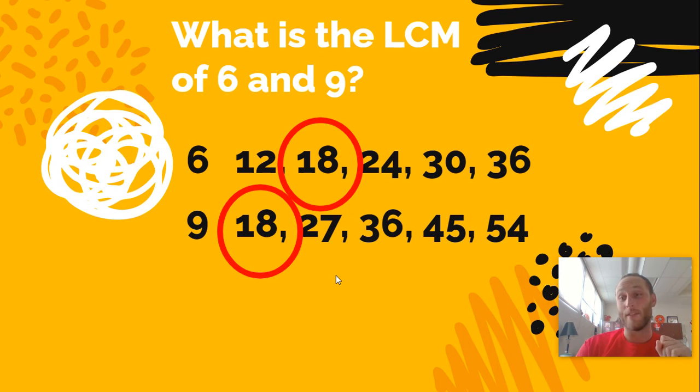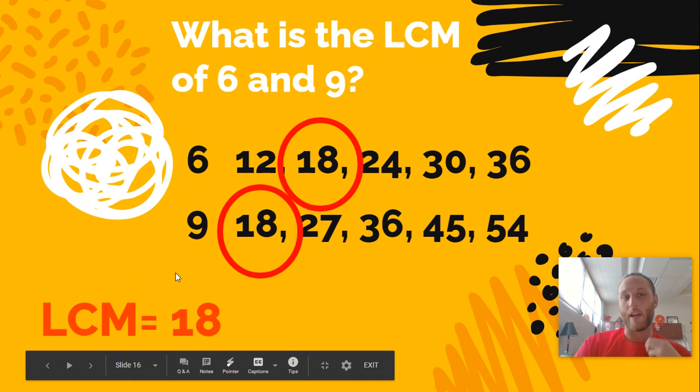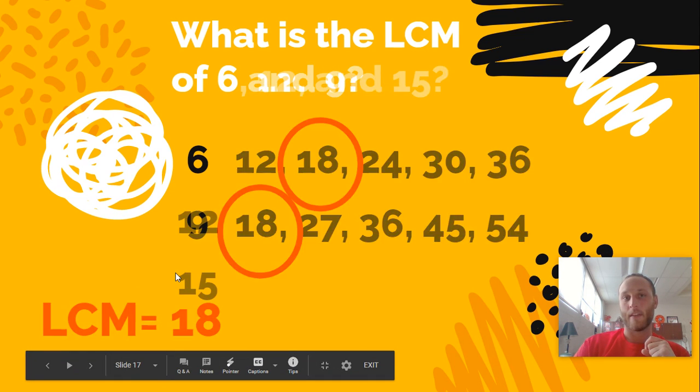And a little hint to you, if you see right away that it's an early number, go ahead, you're done, right? If you see that 18 pop up right away and you see that they have those in common, you don't have to work any further because that should be the least common multiple between them. So the LCM here is 18.